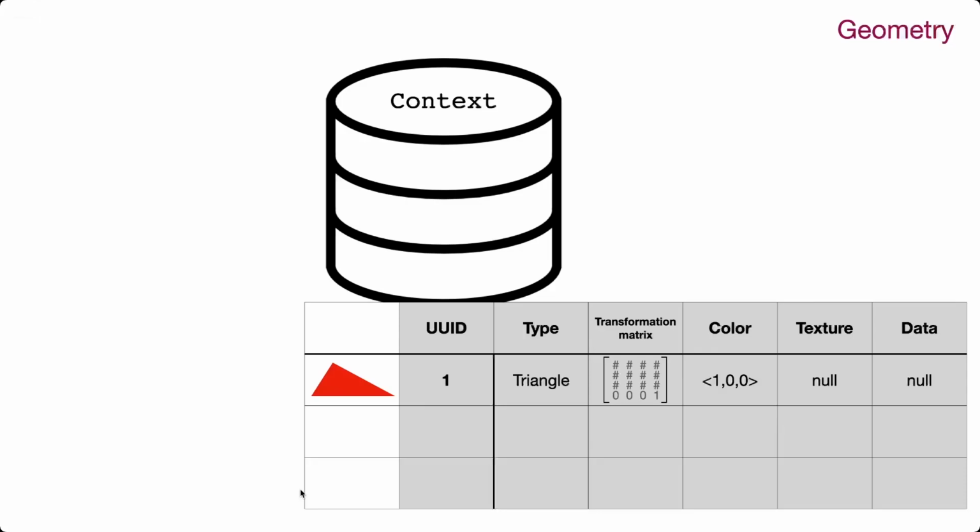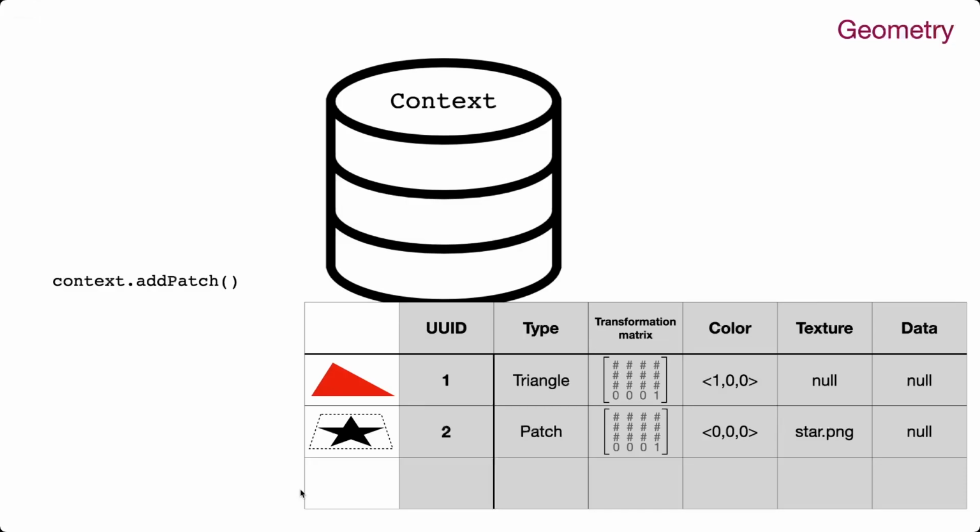It's going to create a default transformation matrix based on the version of the add triangle method that you called. It's going to assign a color vector here. In this case, it's red. We could add an image texture to color the element. Here, we didn't add one, so it's just null, and it doesn't have any data values associated with it yet.